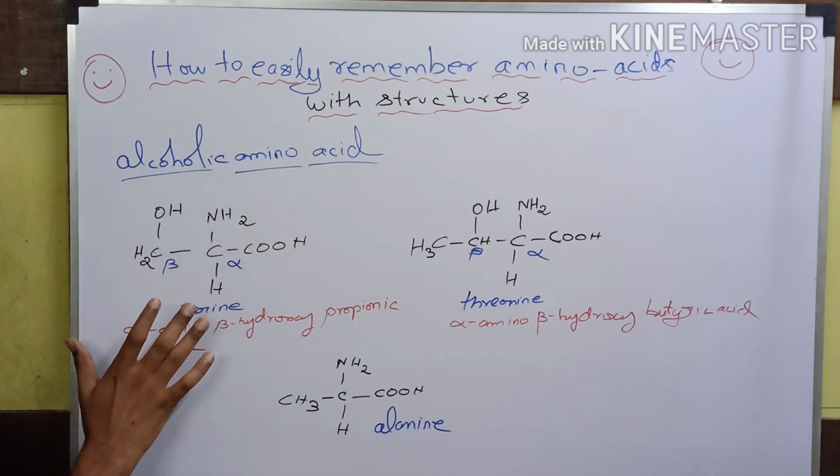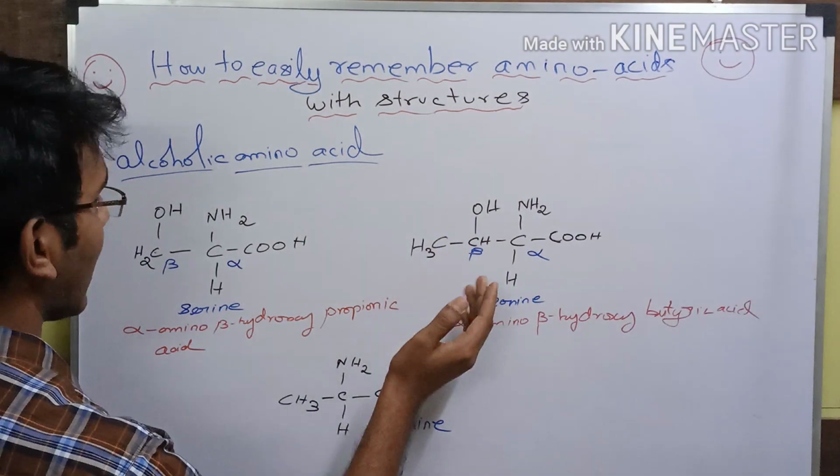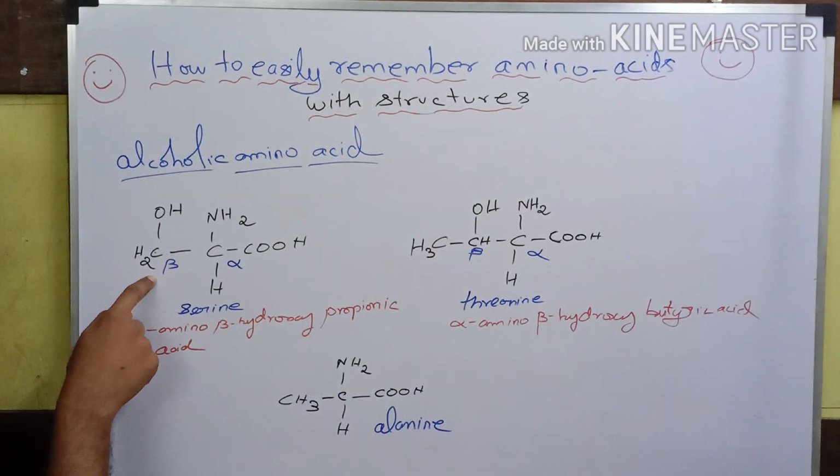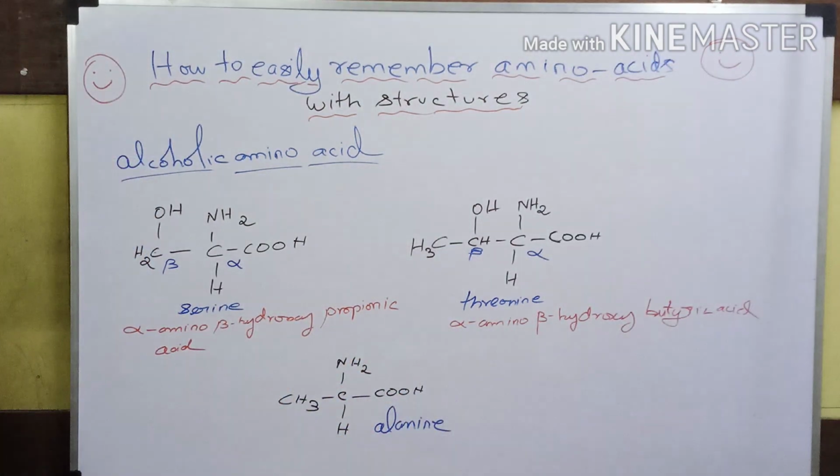Based on the structure of serine, you can think about the structure of threonine. If you add a methyl group to the beta carbon of serine, you will get threonine. So now we are clear with the structures of alcoholic amino acids.